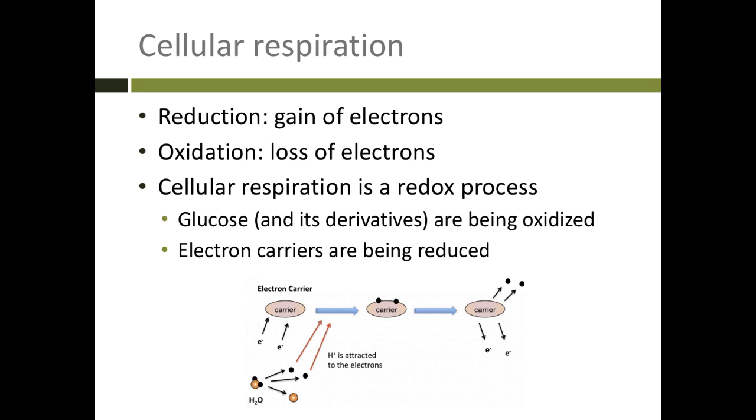So we know reduction is a gain of electrons and oxidation is a loss of electrons. And we know that we're starting with glucose. We are stripping glucose of all of its energy. We are going to be removing electrons from glucose, and we have to give them to something. Again, we can't just burn glucose and throw the electrons out. We have to transfer those electrons to something else. We're going to give them to something called an electron carrier. When the electrons are given to the electron carrier, it is reduced.